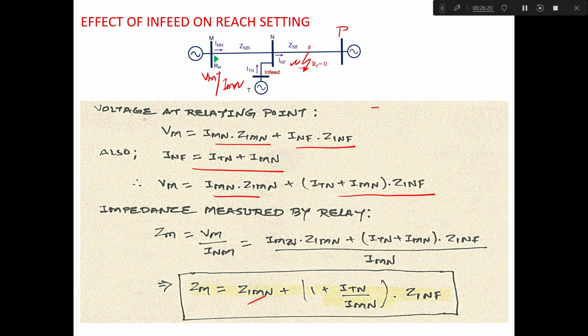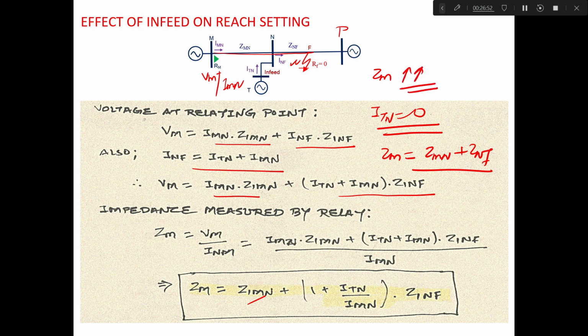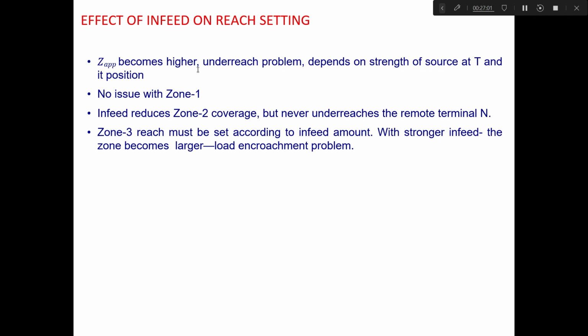This means if you consider Itn is equal to 0, then the impedance measured by the relay will be Zmn positive sequence plus Znf positive sequence, and this is correct. So if there is no infeed, then the impedance measured by this relay will be the impedance up to the fault point, which is what we expect in general. But due to this infeed, the actual impedance measured by the relay changes. The actual impedance measured by the relay increases due to this infeed effect. So this impedance Zm measured by the relay, also called the apparent impedance, Z apparent, becomes higher.